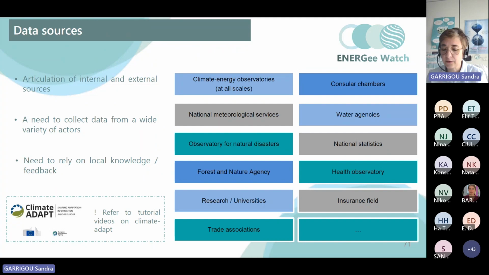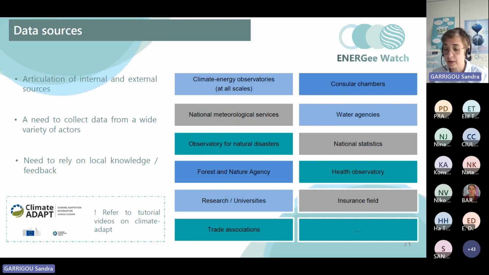If we have a synthetic view of indicators, it's necessary to understand in which way we can obtain the data. Some of them are available inside your own organization, but others need to be collected from a variety of actors, for example, observatories, forest and nature agency, water agencies, health observatory, insurance field. And maybe you have to search for alternative solutions if you don't get this information on your territory. For example, find data from a higher territorial scale, observatory, and on national or European scale.